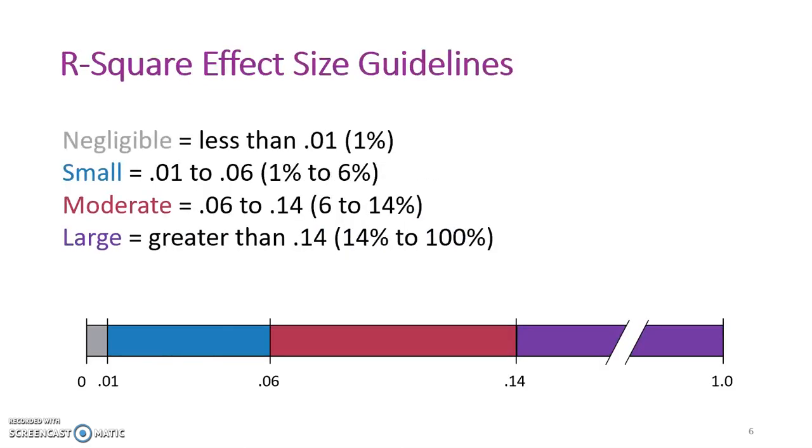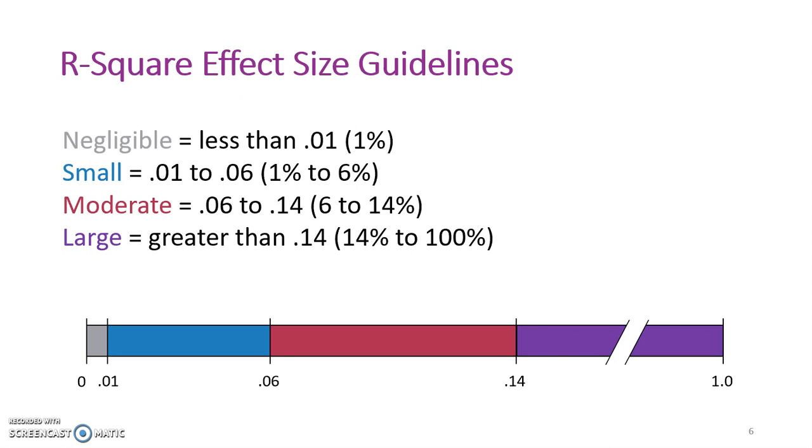Now, in general, there are some guidelines for these effect sizes so that we can determine the magnitude of our effect, whether it's small, medium, or large, basically. And the guidelines are that a negligible effect is an effect that's less than 0.01%. A negligible effect essentially means we think that this effect is probably due to sampling error or bad design or something like that, and that the effect probably really is not present in the population.